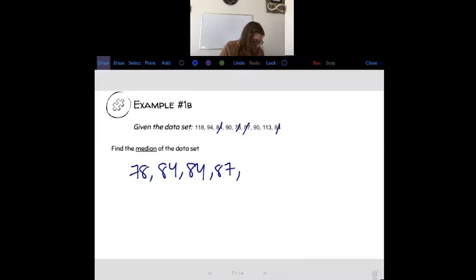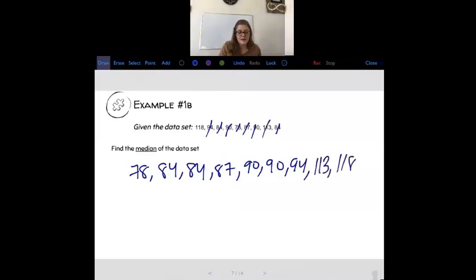looking at my notes to make sure I get these right the first time for you. 90, and we have another 90, and then we have 94, and then we have 113, and then we have 118. The other thing I do is count. I started with 1, 2, 3, 4, 5, 6, 7, 8, 9. So I have 9 numbers here. I'm going to make sure that when I rewrite my numbers, smallest to biggest, I also have 9 numbers. 1, 2, 3, 4, 5, 6, 7, 8, 9.